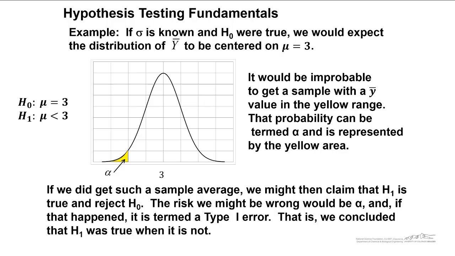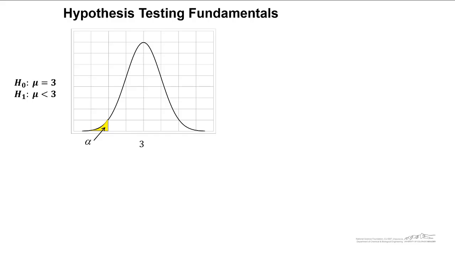If that happens, it's known as a type 1 error. In other words, we concluded that the alternate hypothesis was true when in reality it is not true. So there's always a risk level when we talk about doing these hypothesis tests.